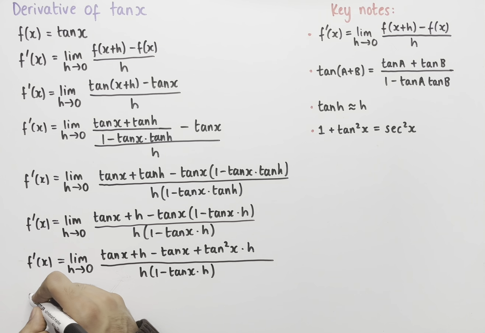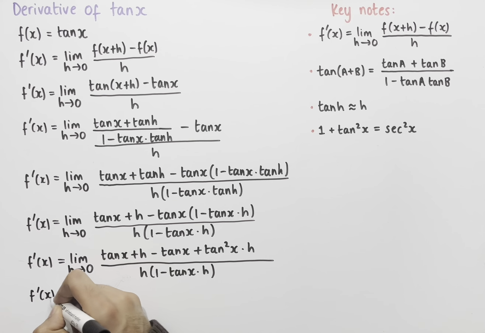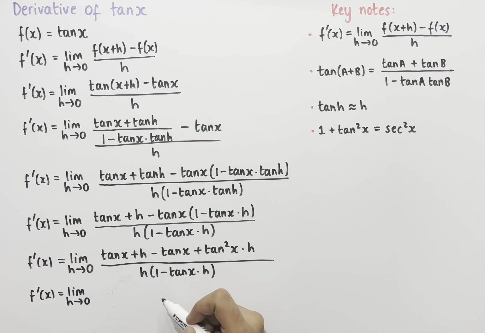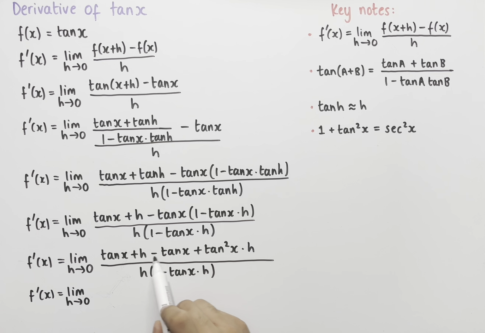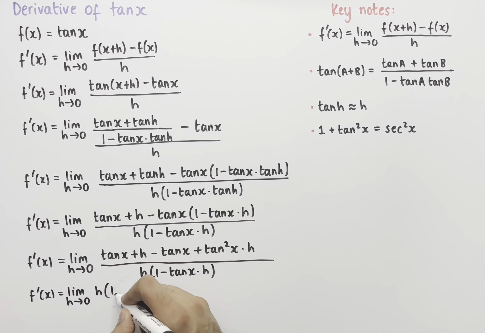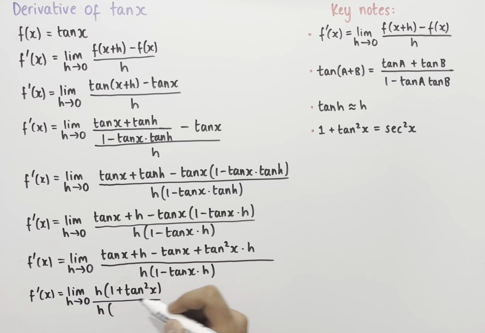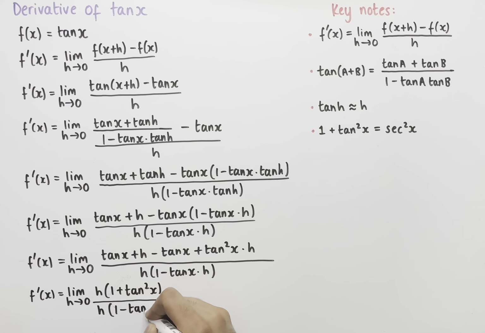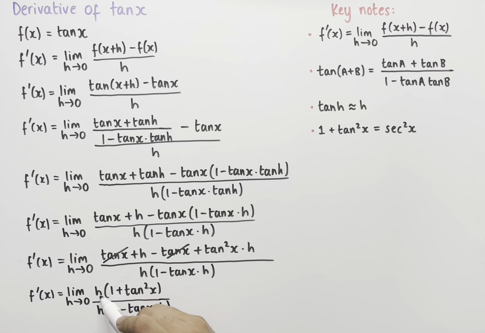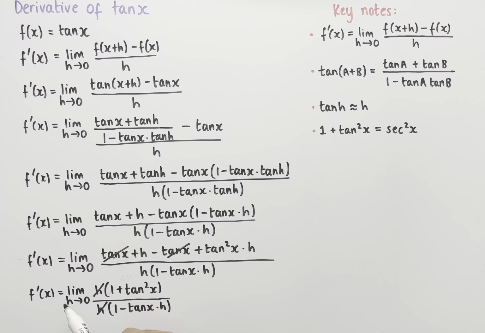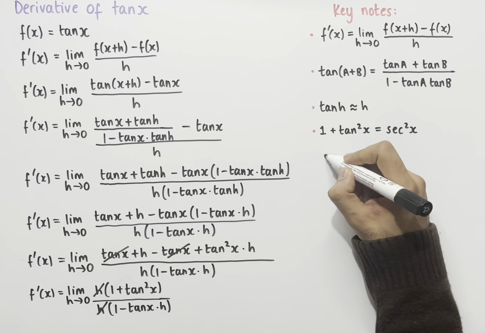Now we can simplify the numerator, so we end up with f dash of x, which equals the limit as h tends to 0, and now tan x minus tan x cancels. And we also have that h is a common factor of both of these terms. So factorizing the h out, we end up with h and then brackets 1 plus tan squared x all over, and now we have h brackets 1 minus tan x times h. Now we can see that there's an h in the numerator and denominator that's being multiplied, so we can cancel these out.